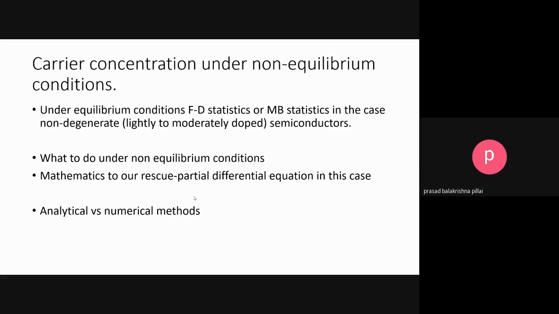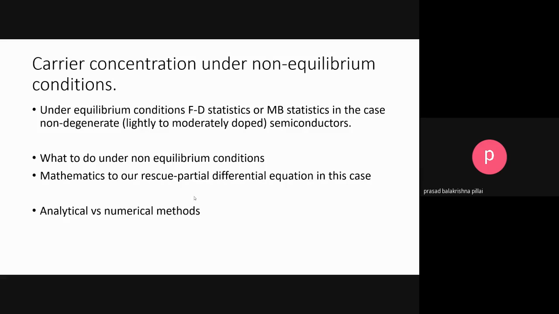In the equilibrium case, we use Fermi-Dirac statistics, or the simplified form, Maxwell-Boltzmann statistics, in the case of non-degenerate semiconductors, because Fermi-Dirac is to be used for heavily doped ones. But we have seen that for moderately or lightly doped semiconductors, we can use Maxwell-Boltzmann statistics, and then of course the law of mass action. Using that we can find the carrier concentration. Then the question is, what to do under non-equilibrium conditions.